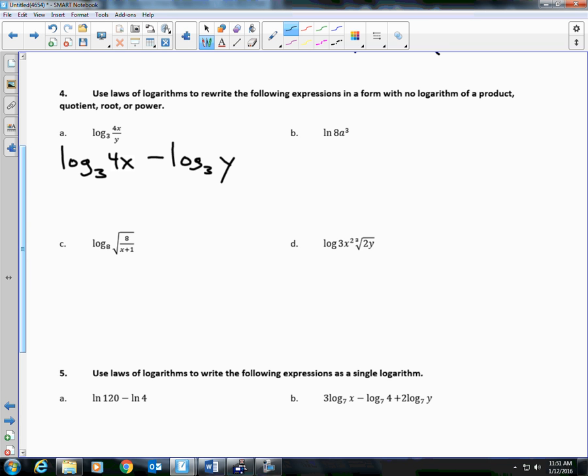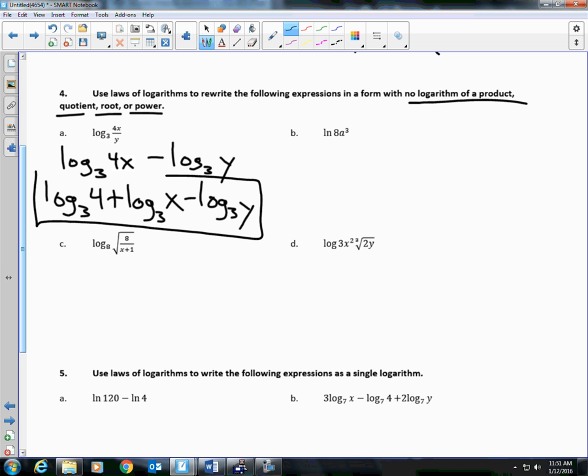Now, because it says rewrite the expressions in form of no logarithm of a product, of a quotient, a root, or a power, I have to get rid of some more pieces. I can't have this 4 times x. So I'm going to have the log base 3 of 4 plus the log base 3 of x minus the log base 3 of y. So I've now expanded the expression so it's not written as a single logarithm. That's my answer.